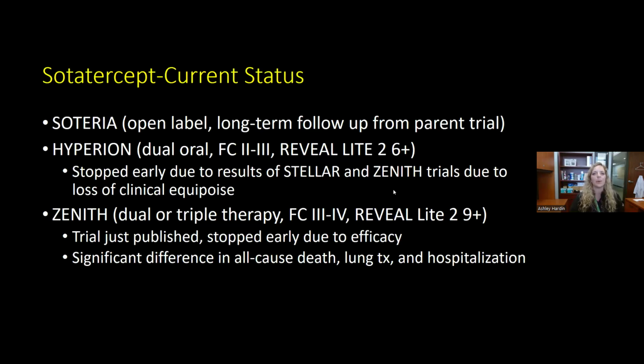I believe 60% were on IV therapy. They were pretty sick. Their functional class was 3 to 4, and their REVEAL Lite 2 was high risk, 9+. This trial was just published and stopped early due to efficacy, presented at the ACC. There was a significant difference in the primary endpoint of all-cause death, lung transplant, and hospitalization. If I remember correctly, there was a difference in hospitalization between 50% in the placebo group and like 9% in the sotatercept group. So really impressive results.